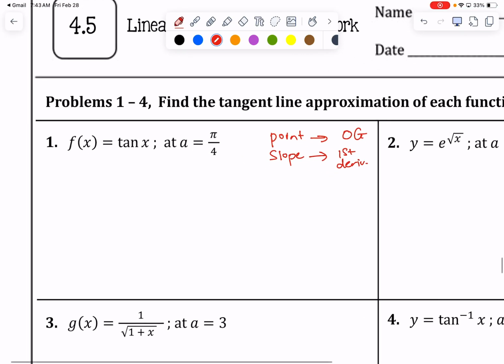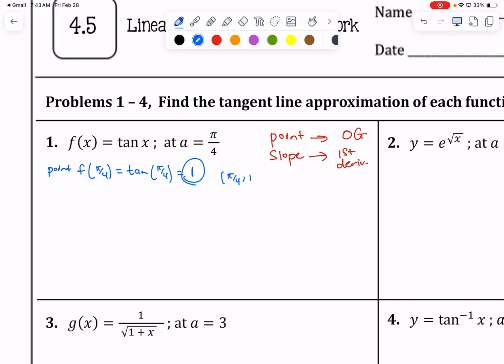So we're going at tangent pi over 4. Let's find both. Let's find the point first. The point would be f of pi over 4, so we have tangent of pi over 4. What's tangent of pi over 4 on the unit circle? 1. So we have our point: pi over 4, comma 1. All right, so there's the point. For the slope, we use the first derivative. So what we've got to do is take the derivative of this. So let's take the derivative. What would that be?